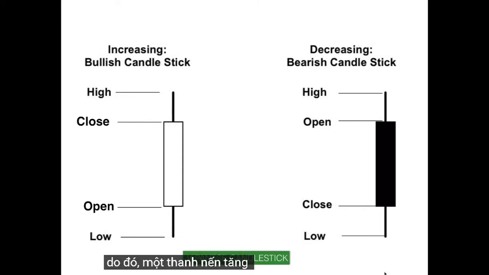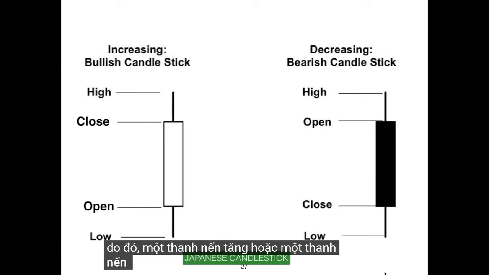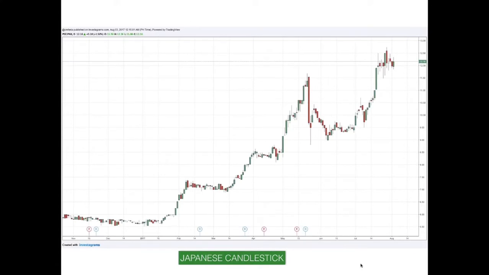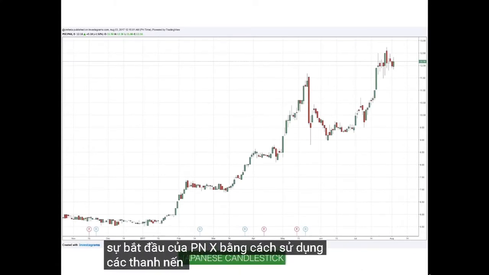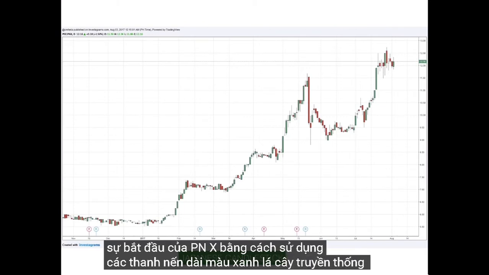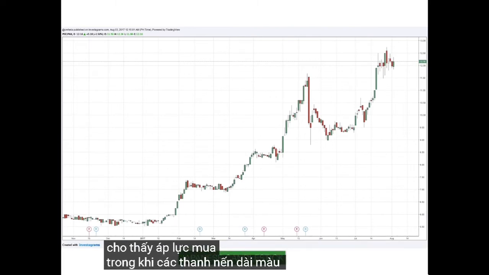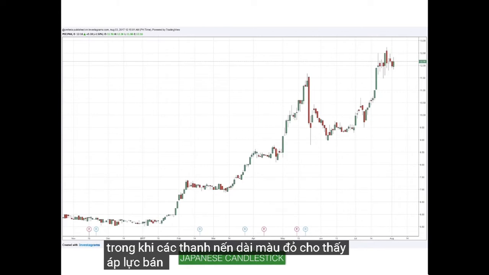So an increasing candlestick, or a candlestick whose price is increasing, is bullish. A candlestick whose price is decreasing is bearish. Now let's take a look at this chart of PNX using traditional Japanese candlesticks. Long green candlesticks show buying pressure, while long red candlesticks show selling pressure. Dojis show possible reversal.